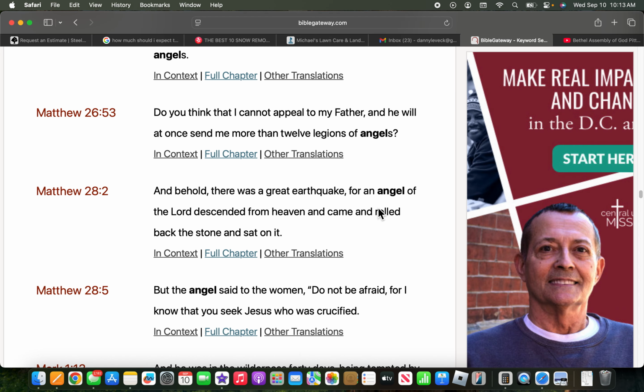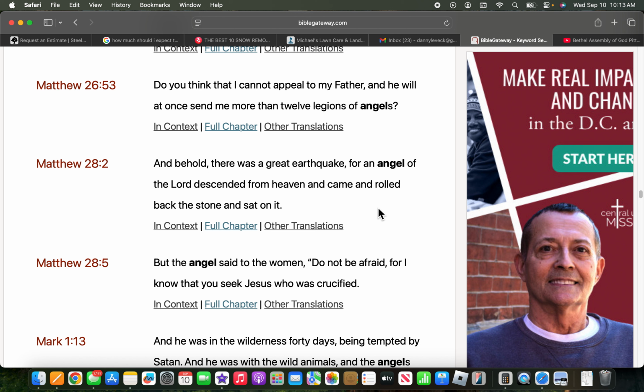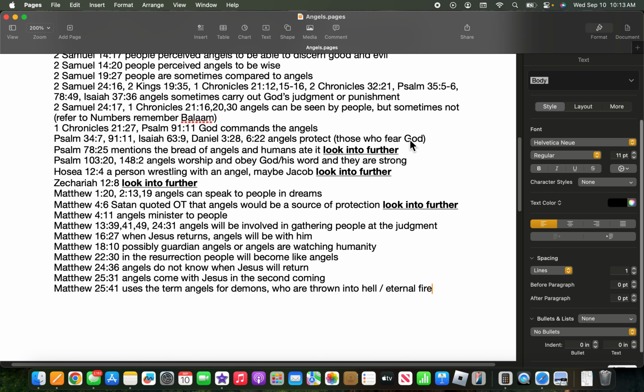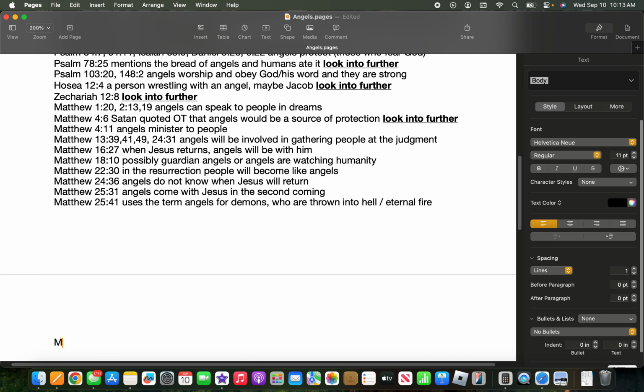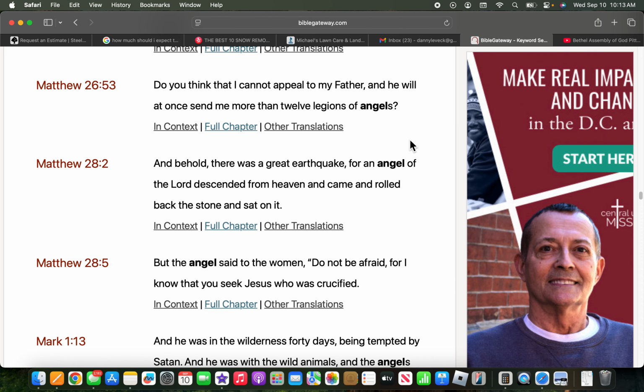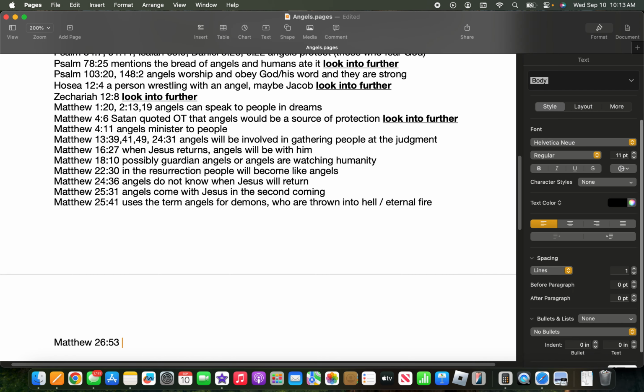Okay, then in 26, he will at once send me more than 12 legions of angels. That's when Jesus is telling them he needs to go through with the crucifixion, and he has the capacity. Either that, or I'll have to check the context. I'm going to make a note of that. But angels would have been available is the proposition to rescue Jesus. Matthew 26:53. It was proposed.